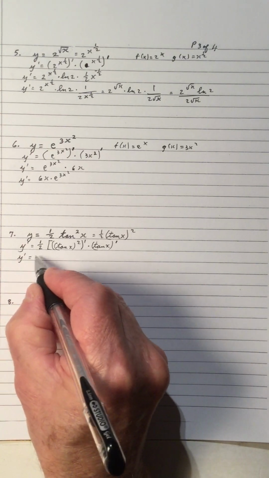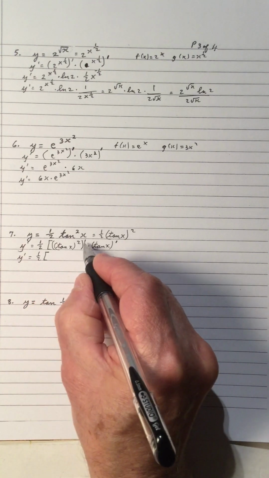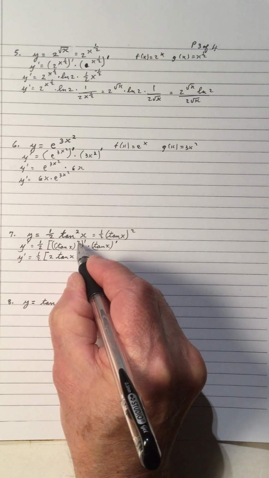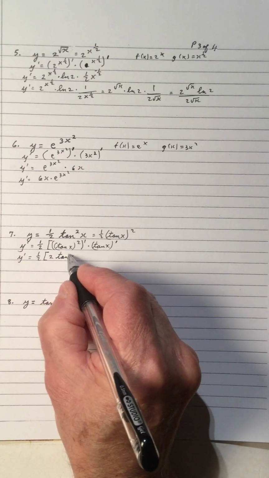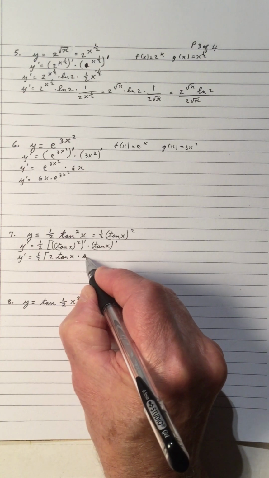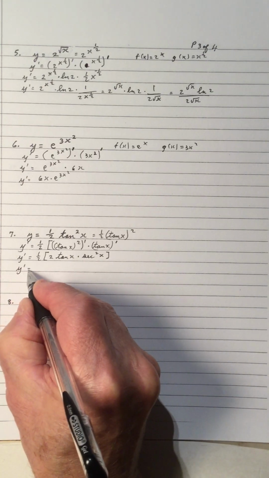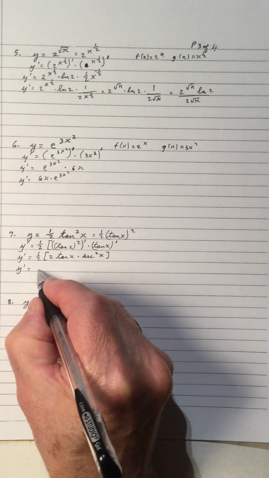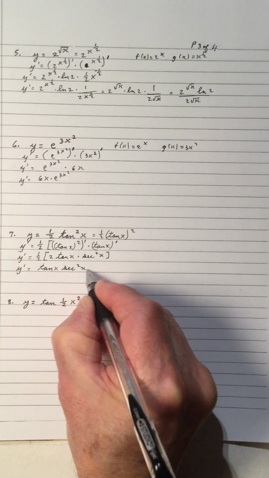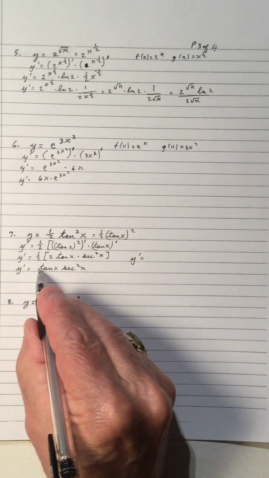So y prime becomes, there's the half, and so we do the derivative power rule, so it's a 2 tan x. The 2 goes in front because of the power, and this is a 1, times the derivative of tan x, which is secant squared x. So y prime, half times 2 is 1, so we get tan x secant squared x.